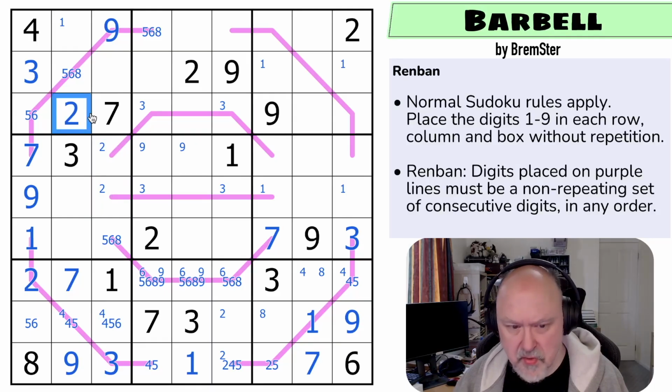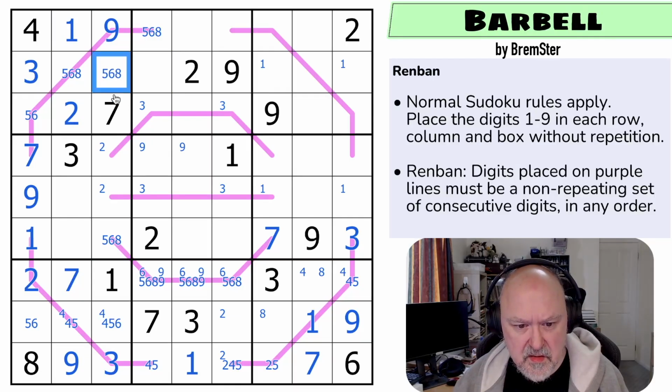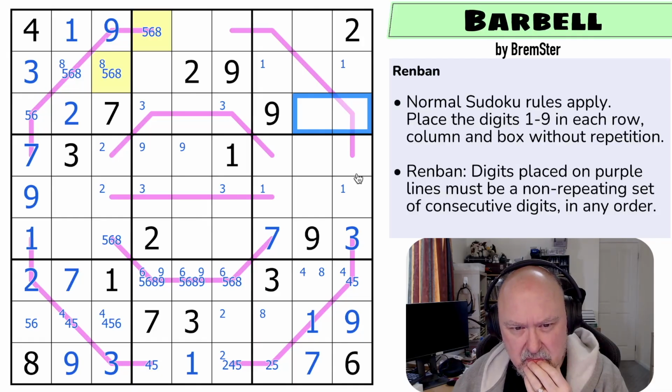But this is a 2 and this is a 1 by Sudoku. This is 5, 6, or 8. And 8 must be in one of those two. That digit is that digit, because this digit has to appear in this box somewhere, and it can't repeat on its line. So those are the same digit, and must be down here by Sudoku.